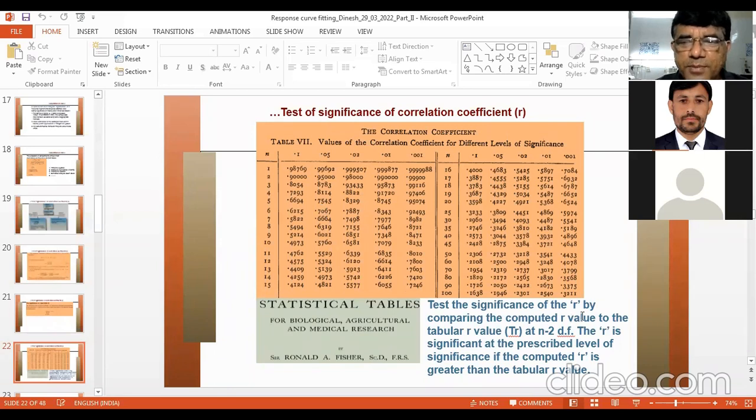Test the significance of the R by comparing the computed R value to the tabular R value at N minus 2 degrees of freedom. The R is significant at the prescribed level of significance if the computed R is greater than the tabular R value. Any problem in this?